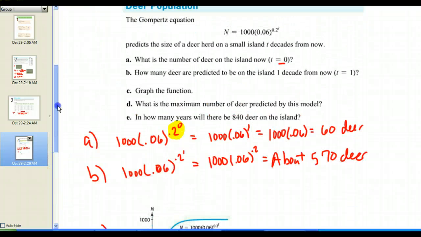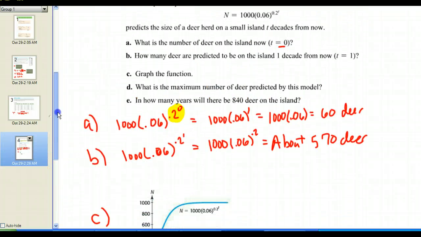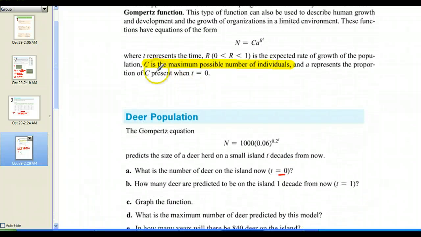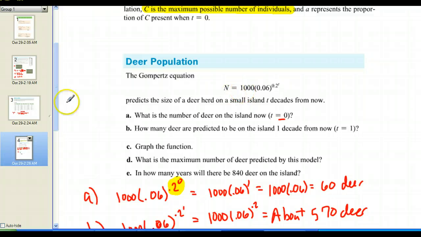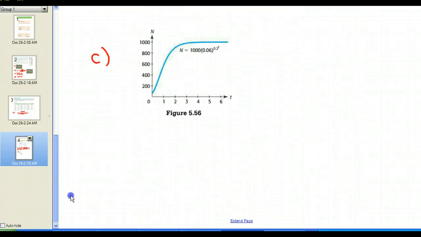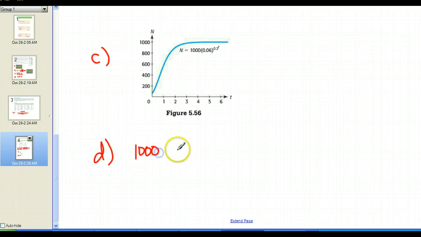Alright, part D says, what's the maximum number of deer predicted by this model? C, which is out in front of the A to the R to the T, is the maximum possible number of individuals. So here, that's 1,000. So according to the model itself, 1,000 deer is the maximum.